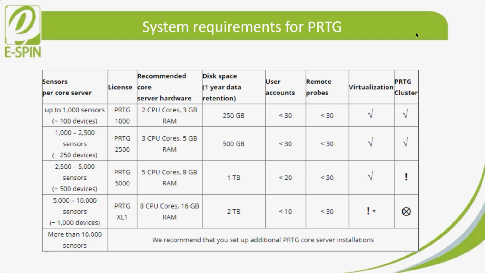Then for 250 devices, a different license, PRTG 2500, then 3 CPU cores, 5 GB RAM. For the 1000 devices, you need the license PRTG XL1. Minimum 8 CPU cores, 16 GB RAM. Disk space 2 TB. User accounts less than 10. Remote probes less than 30.